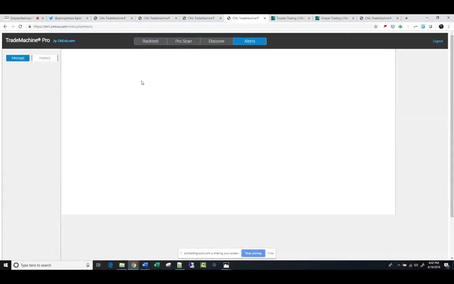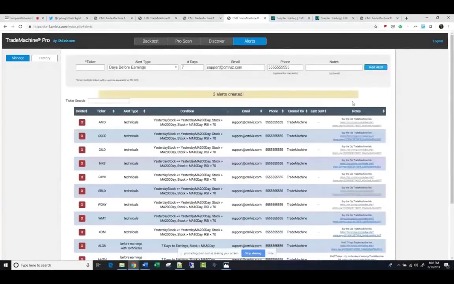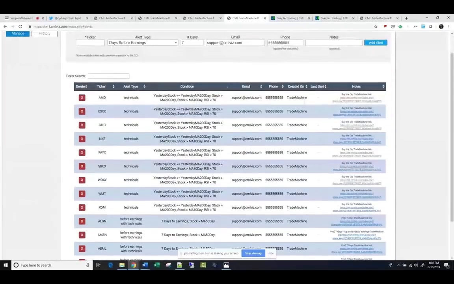So I click add alert. Same thing, I put my email address and my phone number. And now I'm going to give myself an alert. This is pre-earnings 7 days. And then I put here up to the day of earnings, right? This is right there. If I could spell, it would be great. And I'll add the alerts. And I've added 3 more. I've now added 19 alerts, okay?